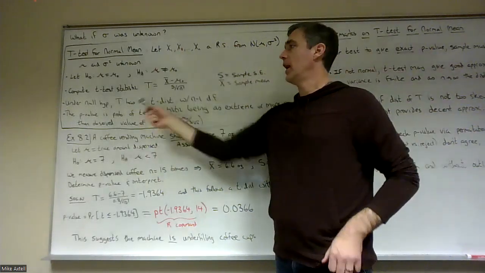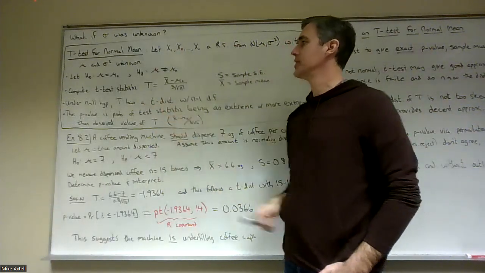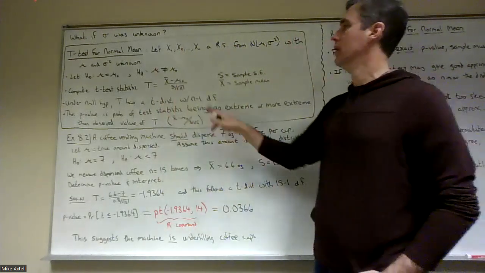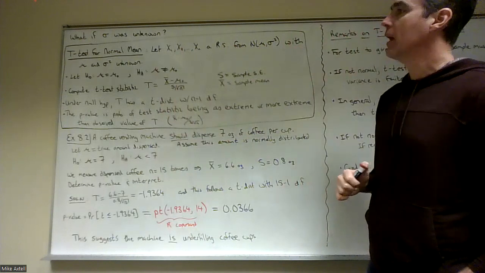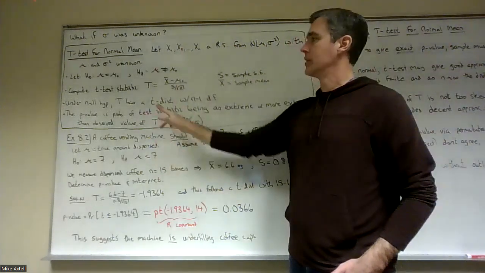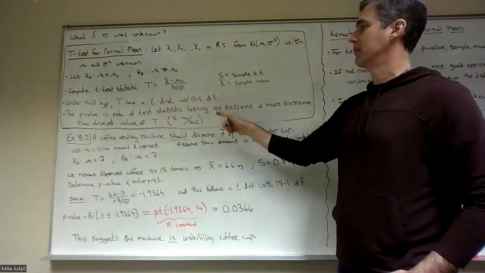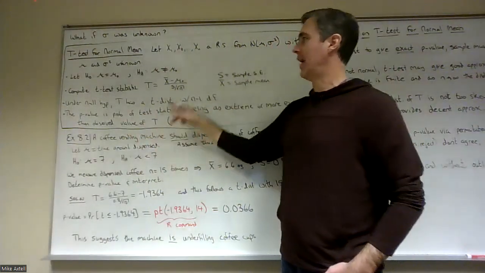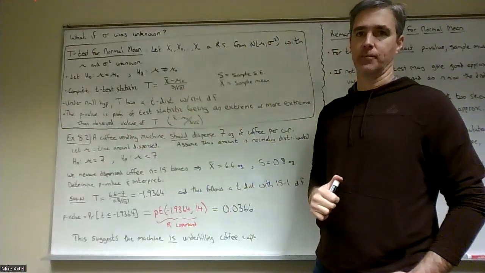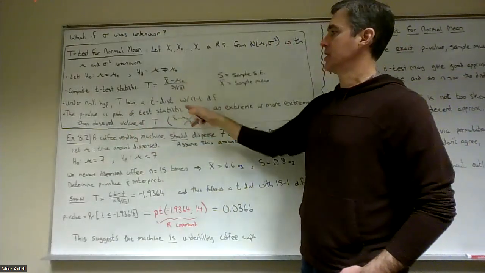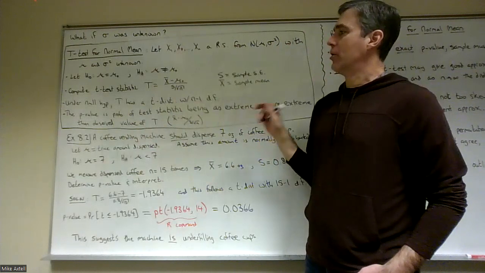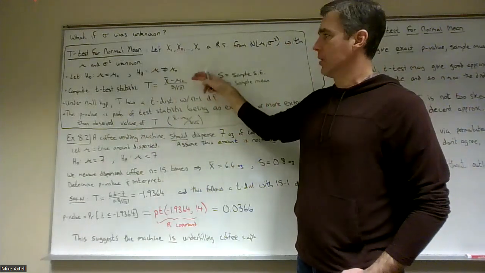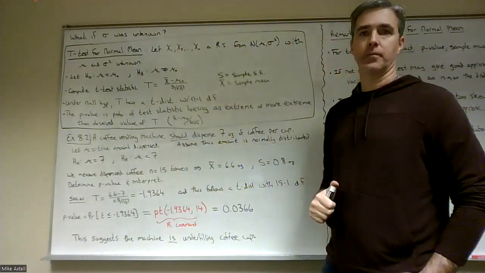Now, under the null hypothesis, this test statistic has a t-distribution. It's vaguely normal. It's a t-distribution with n minus 1 degrees of freedom. And then the p-value, as always, is the probability of the test statistic being as extreme or more extreme than the observed value of that t-statistic, okay? So this t-statistic is part of the t-distribution, and I want to know the probability that the t-distribution can be as extreme or more extreme than that observed test statistic, okay?